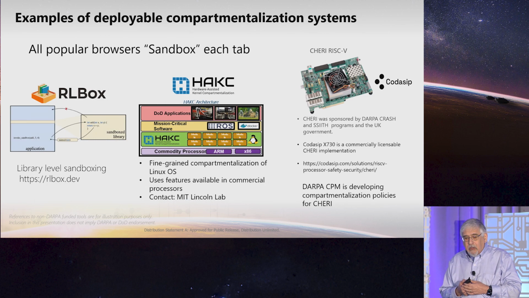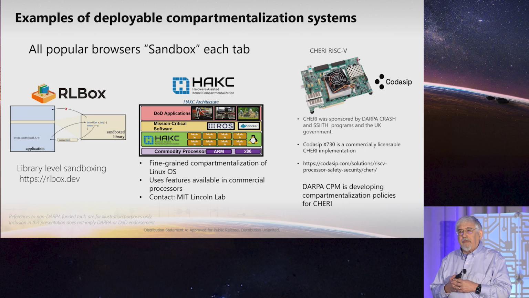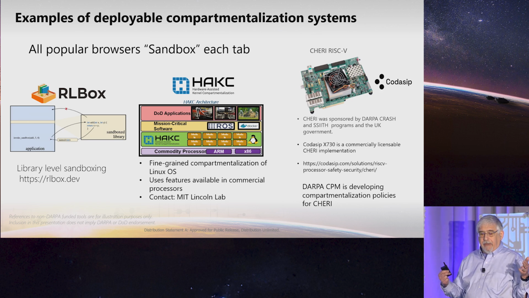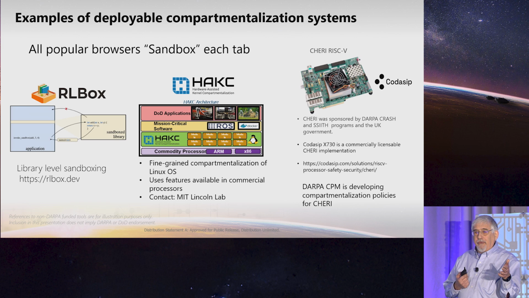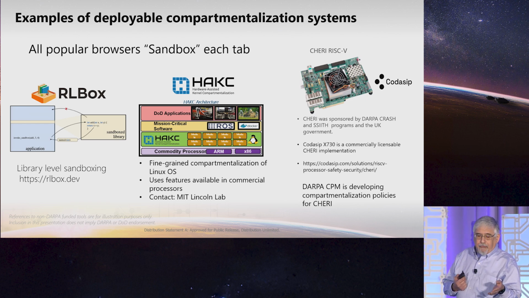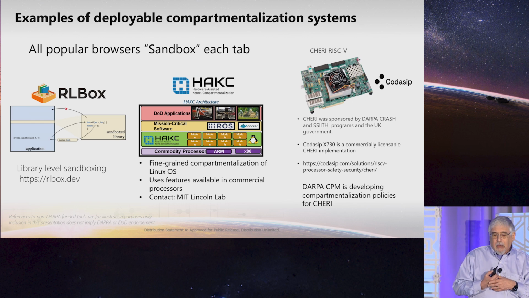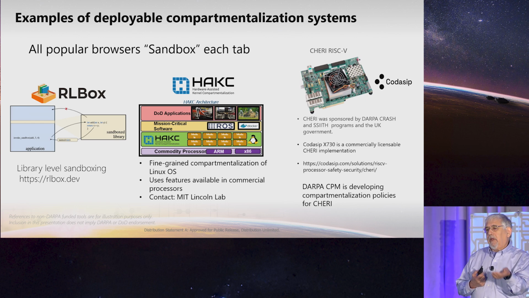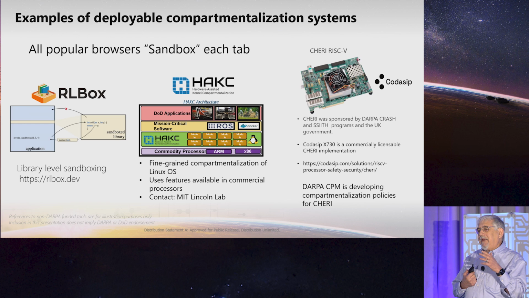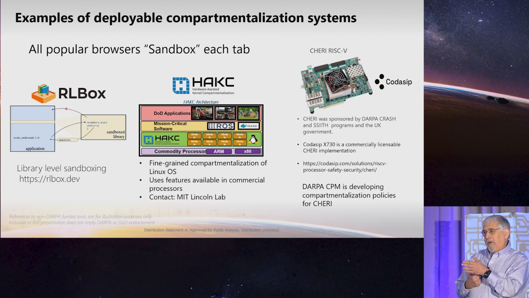Now, there is technology that's partway on the path there that you can use today. First of all, every browser you use is using compartmentalization to break apart the different tabs in your browser. You don't even have to think about it, it's just there. There's a tool called RLBox, which again is open source and available. What it does is it compartmentalizes your libraries so that they cannot interfere with the main path of your program. If there's a bug in your library, and that's where a lot of the bugs are, then it's not going to affect the main part of your program.